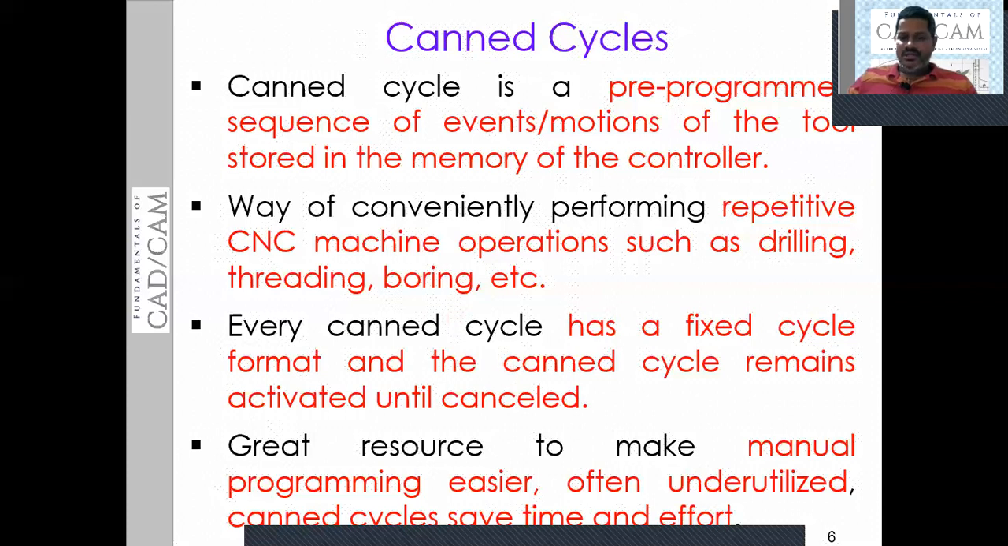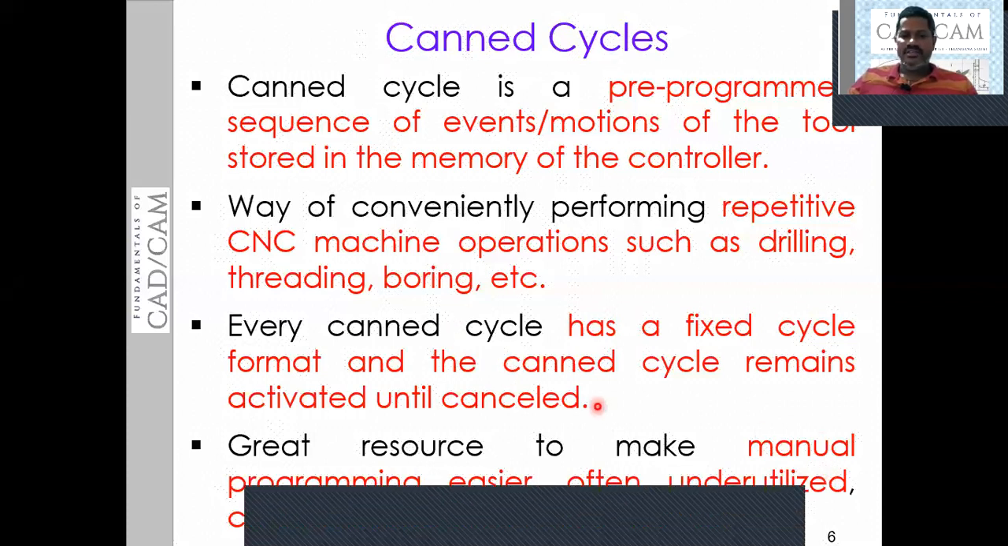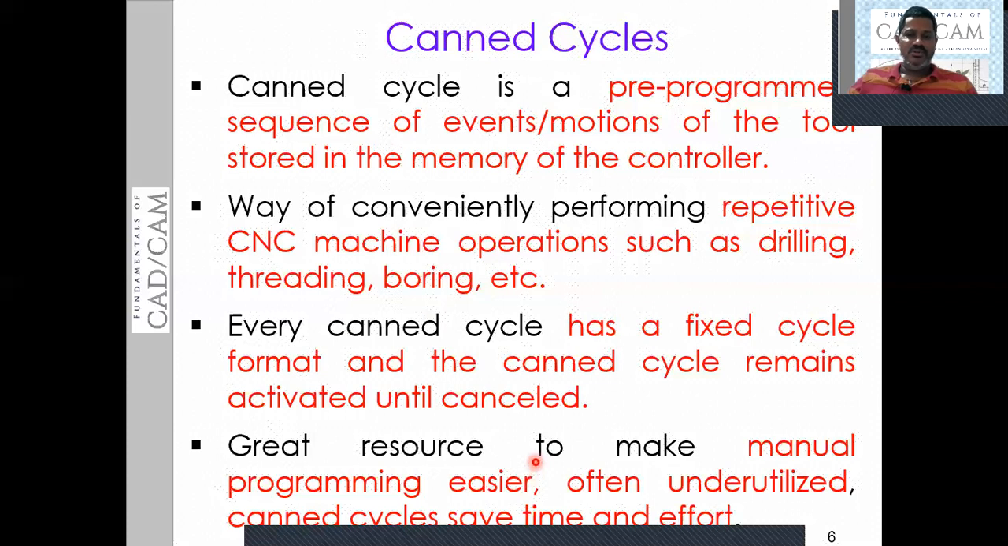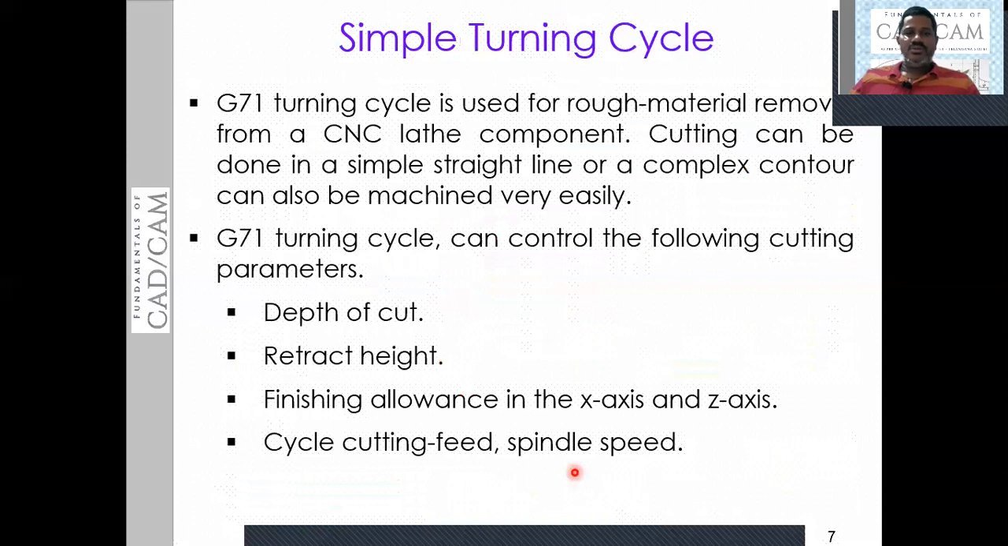It's a great resource to make manual manufacturing easier. If we use this, it becomes easier for the programmer, instead of repeating the code a number of times. If we use a cycle, the operation will be completed. So a cycle can save the programmer's time and effort. Then let me move further to discuss the simple turning cycle.